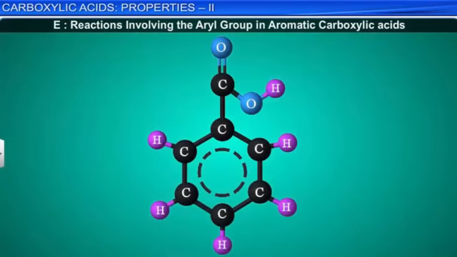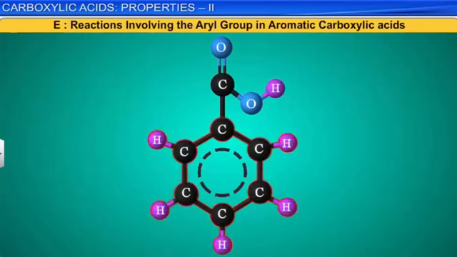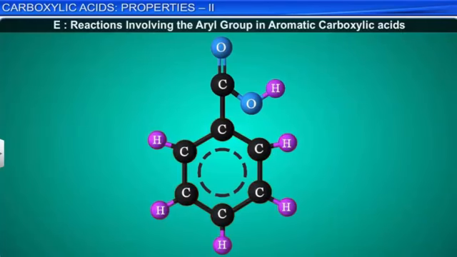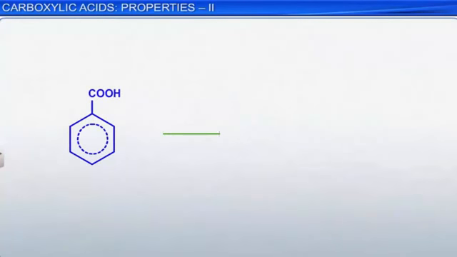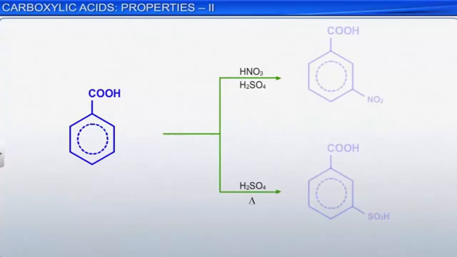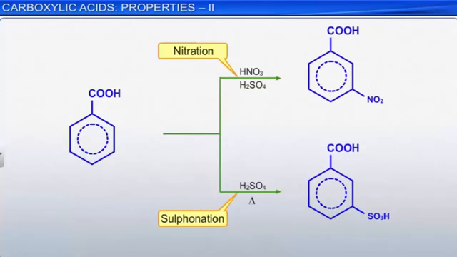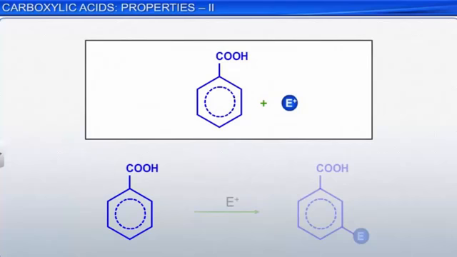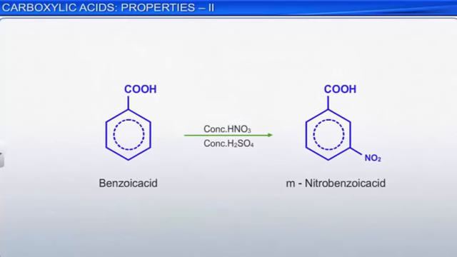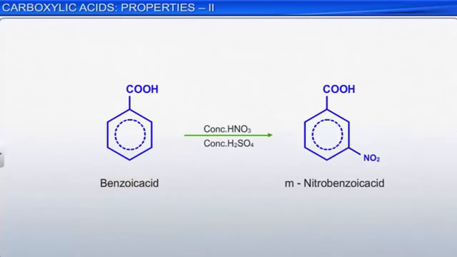Finally, the reactions involving the aryl group in aromatic carboxylic acids. Aromatic carboxylic acids undergo the usual electrophilic substitution reactions of the benzene ring, such as nitration and sulfonation. The COOH group, being a meta-directing group, directs the incoming electrophile to the meta position. Furthermore, as it is a deactivating group, the reactions occur only under drastic conditions. For example, benzoic acid, on heating with a mixture of concentrated nitric acid and concentrated sulfuric acid, gives meta-nitrobenzoic acid.